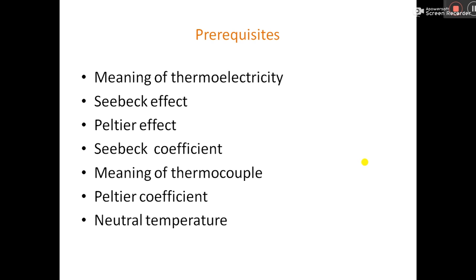Prerequisites. Student must know the meaning of thermoelectricity, Seebeck effect, Peltier effect, Seebeck coefficient, meaning of thermocouple, Peltier coefficient, neutral temperature.